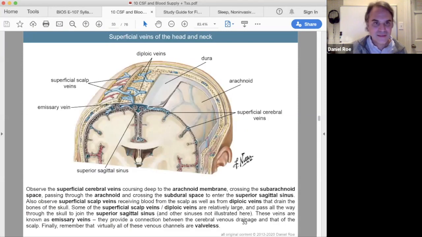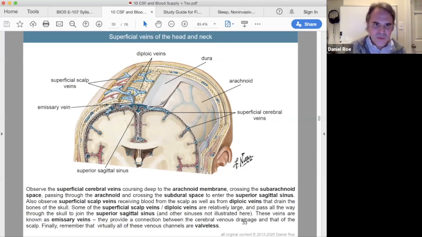It can be a clinical problem. So here we have superficial scalp veins that course all over the scalp. Sometimes they'll punch through the outer bony table of the skull, and then they'll travel around this way and that in the diploe, the spongy portion between the two tables of the skull. We call these diploic veins, they're just aptly named.